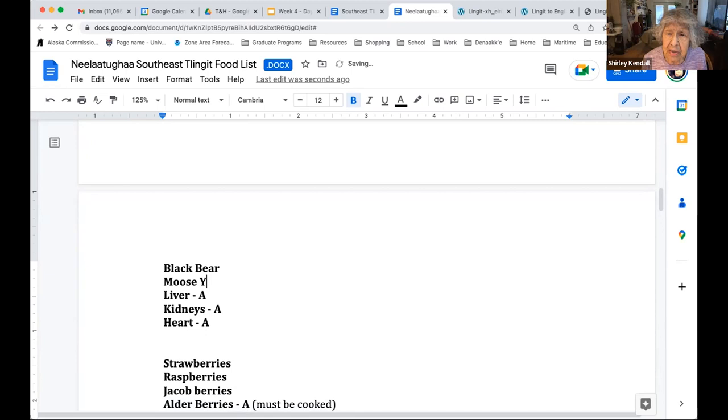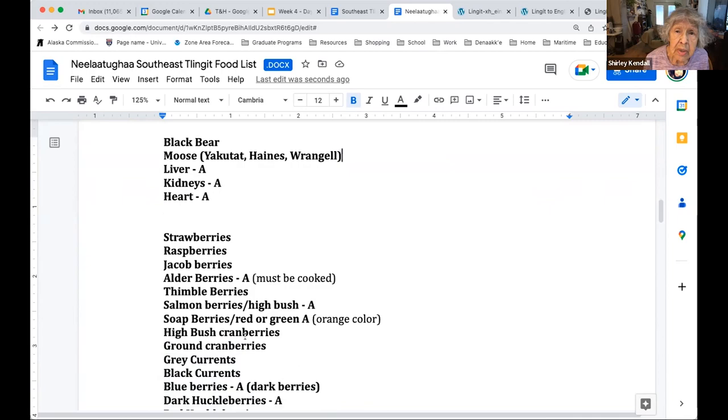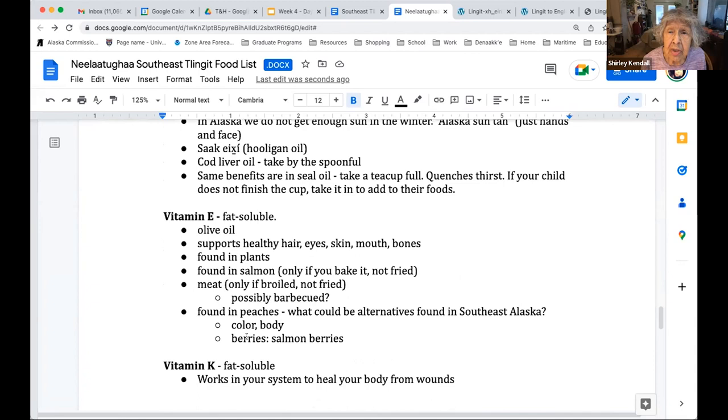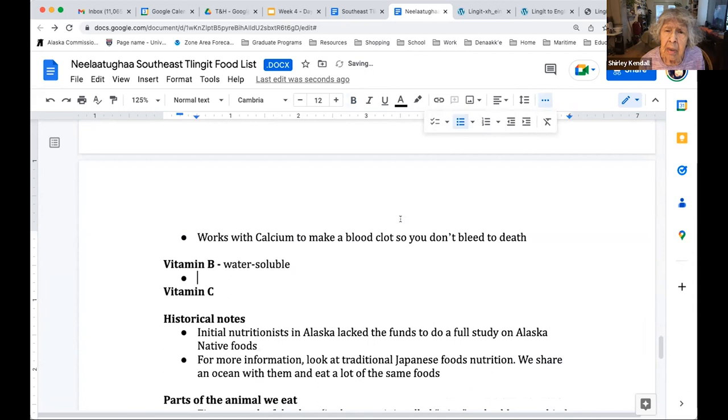Okay, so we finished that, and I want to go to the water-soluble vitamin, which is B. And the B vitamins, there's really many. They made discovery after discovery after discovery to find all the different B vitamins. Each vitamin B can be destroyed by too much oxygen and losing the water from the source.